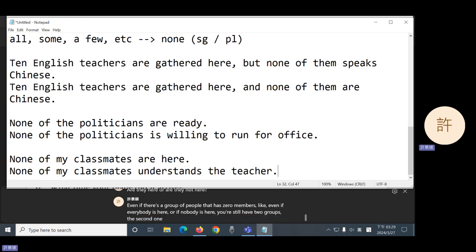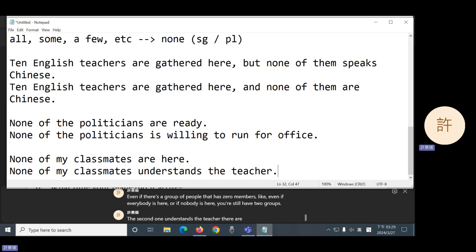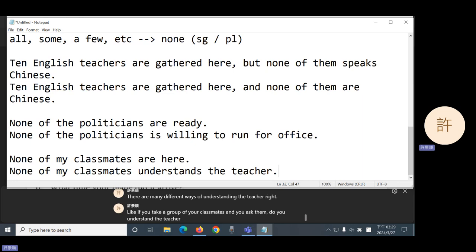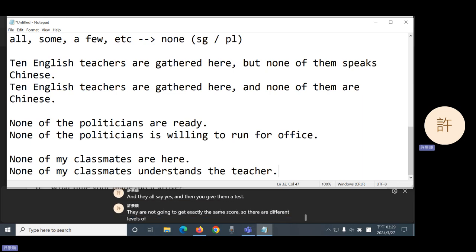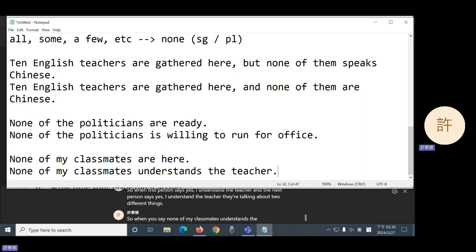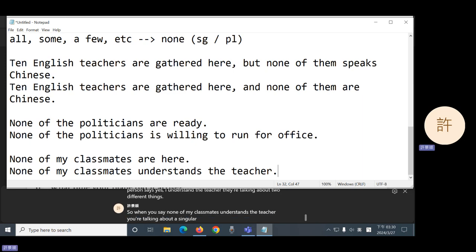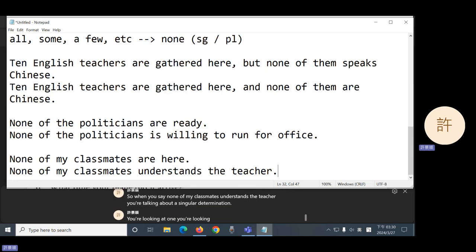The second one, understands the teacher. There are many different ways of understanding the teacher, right? Like if you take a group of your classmates and you ask them, do you understand the teacher? And they all say yes, and then you give them a test, they are not going to get exactly the same score. So there are different levels of understanding. So when this person says, yes, I understand the teacher, and the next person says, yes, I understand the teacher, they are talking about two different things. So when you say, none of my classmates understands the teacher, you're talking about a singular determination. You're looking at your classmates one by one.